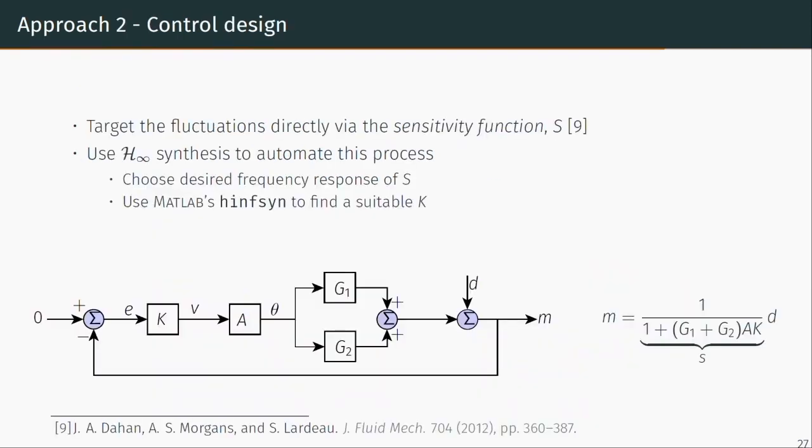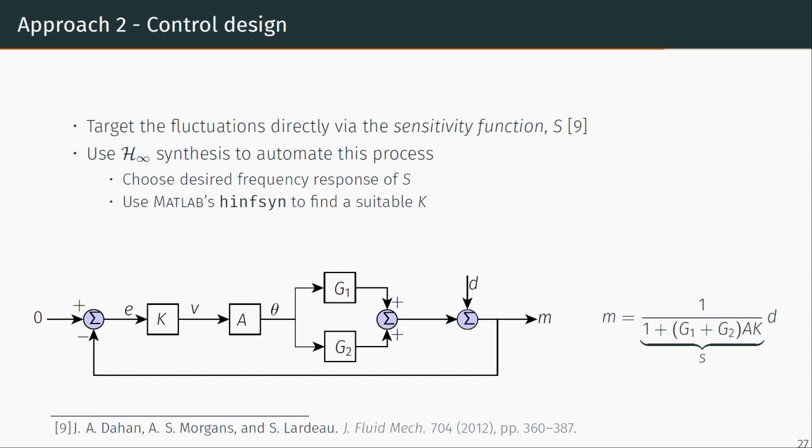So having seen that, we can now look to apply the other approach in which we target the fluctuations directly. This is the approach which is applied to try and regulate the vortex shedding. One approach to doing this is to use what's known in control theory as the sensitivity function. If one thinks about all these unwanted fluctuations in the flow as being a sort of external disturbance to our system which we're trying to control, when we apply feedback, there's a particular transfer function which gives us the measured response corresponding to these disturbances. And this is the sensitivity function.